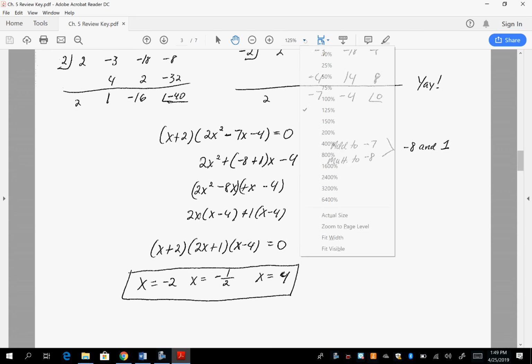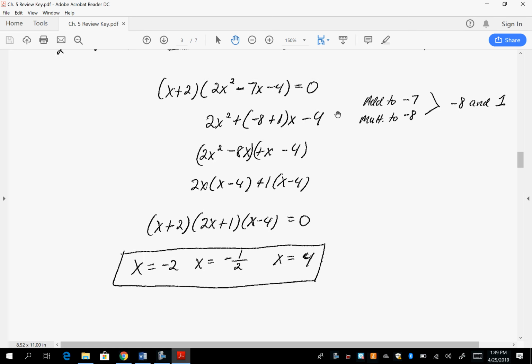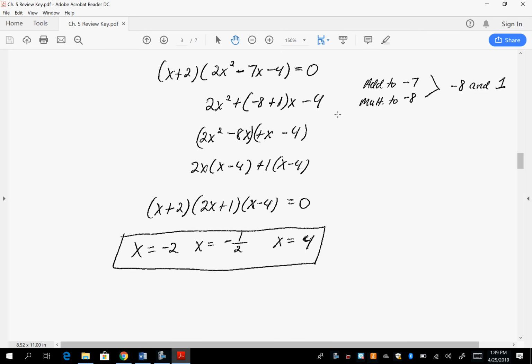Let me zoom in on this because this is the hard one. I looked at -4 times 2, which is -8. So it has to multiply to give me -8 and add to give me -7. The two numbers that make that true are -8 and 1. So that's why I put them in here for that method. Oh, so you multiply the A and C? Yes, you multiply A and C. That's what it has to multiply to give you. And then you look at B, the middle term. That's what it has to add up to give you.